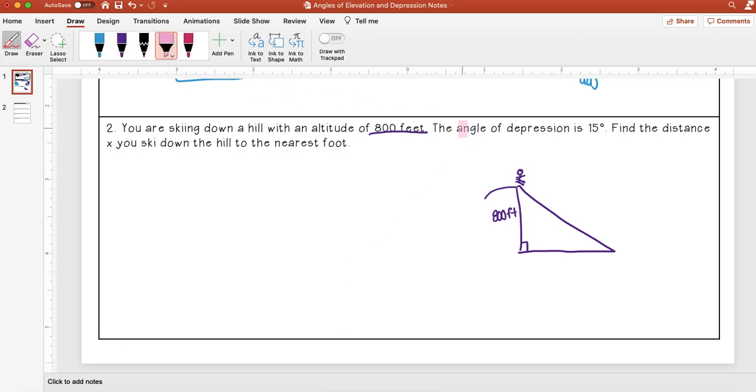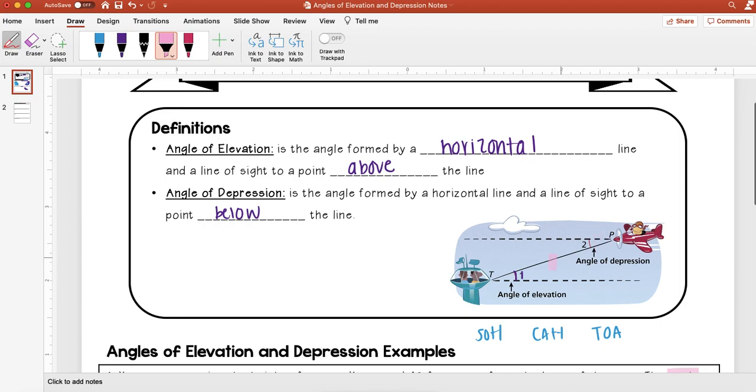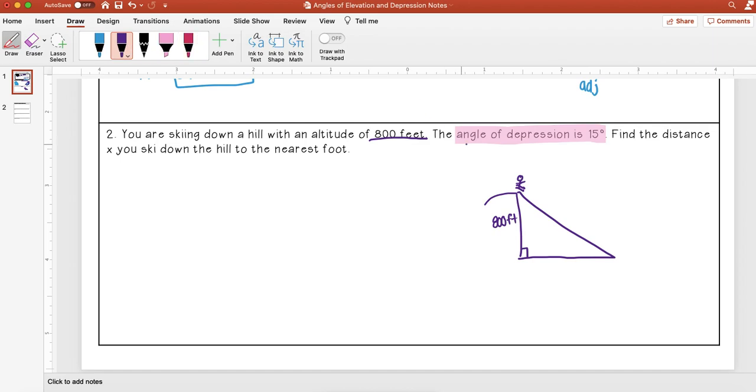And here I instead have the angle of depression is 15 degrees. And so back to that first video, angle of depression, that's when you're up above looking down at something. So I'm up above, and I have this horizontal line. And the angle I'm looking down at the bottom of the hill is 15 degrees. However, this 15 degrees is outside of my right triangle that I have here. So to put it back inside, I just need to remember our properties of parallel lines and transversals.